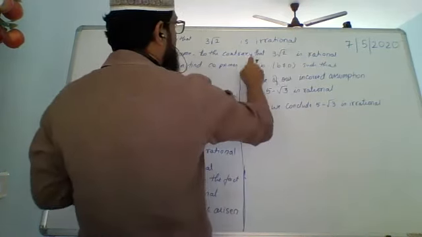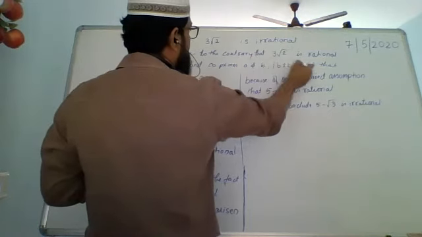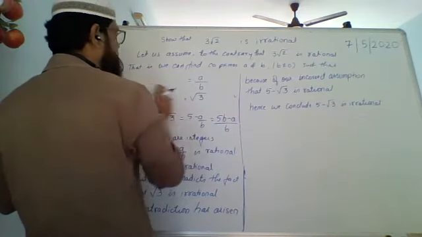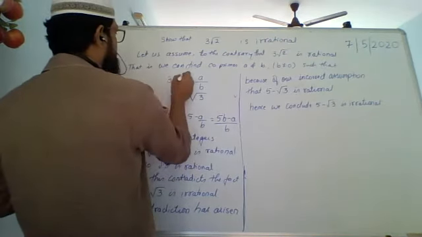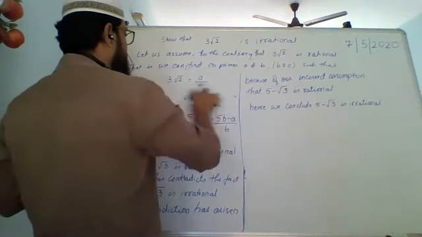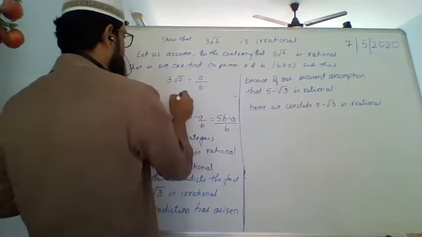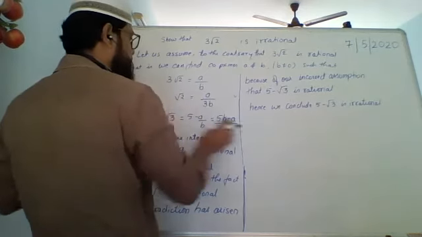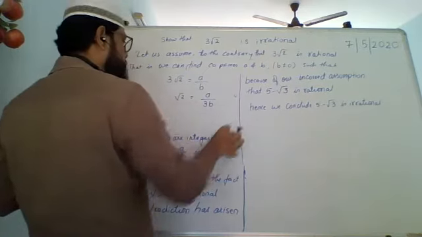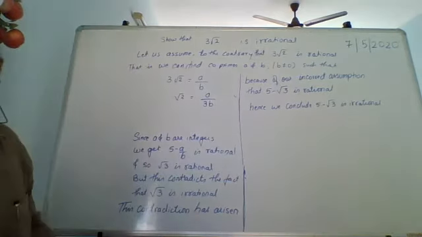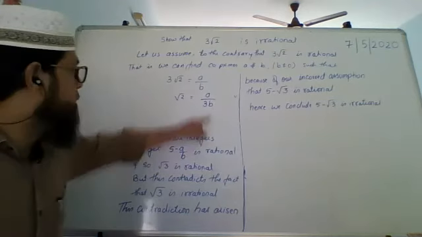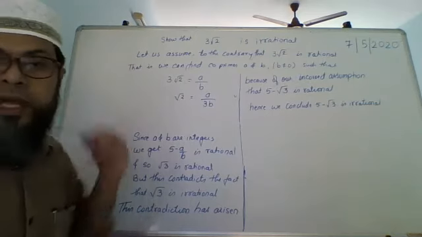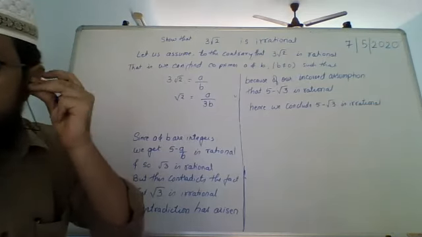That is, we can find co-primes A and B where B is not equal to 0 such that 3 root 2 equals A upon B. Leave root 2 wherever it is, root 2 equals A upon 3B. Isn't it? Now, 3 is an integer. A and B are also integers.